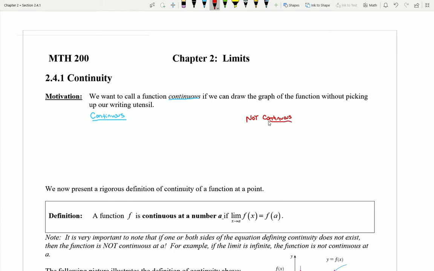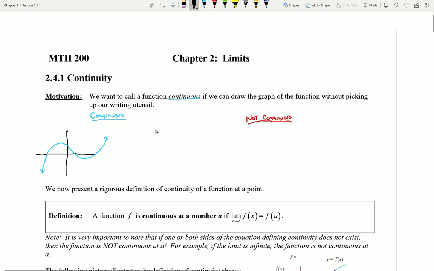So if I'm going to use this loose understanding of drawing the function without picking up the pen or the pencil, I could create a couple pictures maybe like the following. Let me draw a couple different possible functions over here. Here's a simple one. Maybe this is like a cubic function. But notice I could draw the whole thing without picking my pen or pencil up off the page.